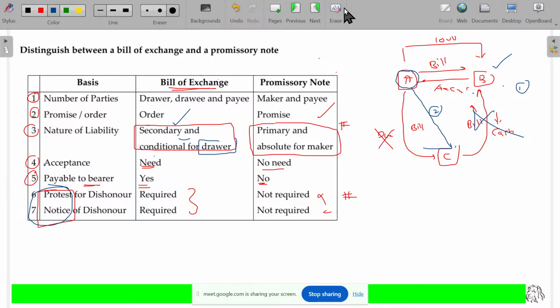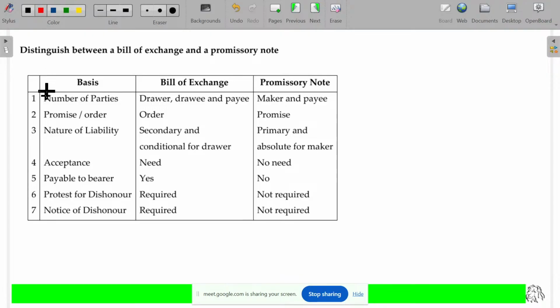So currently, you could be master of these points. What are they? Number of parties, promise or order, and acceptance needed or not needed, payable to bearer or anybody. We have studied all these things. And one more point is all about nature of liability. In case of promissory note, maker is the absolutely liable person. In case of bill of exchange, drawee is the first person to settle this. If he fails, then automatically drawer will come for settlement. Is that clear? And 6 and 7 we can see later on.